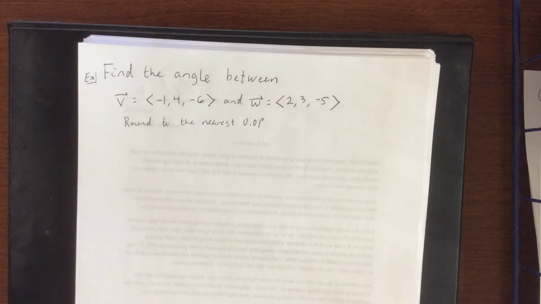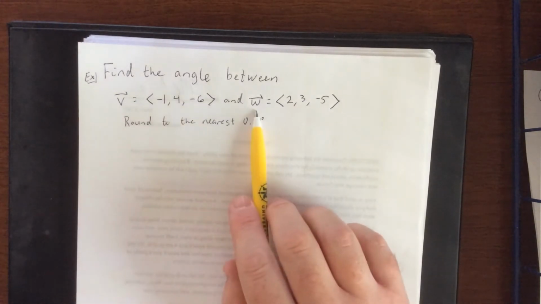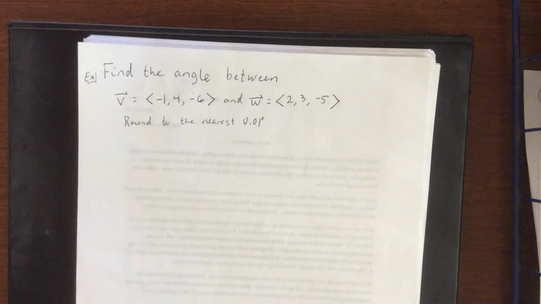Alright, in this video we're going to go over what we did in the last video, but we're actually going to throw some numbers in here as well. What we're going to do is find the angle in between the vectors v, being the vector -1, 4, -6, and the vector w being the vector 2, 3, -5.